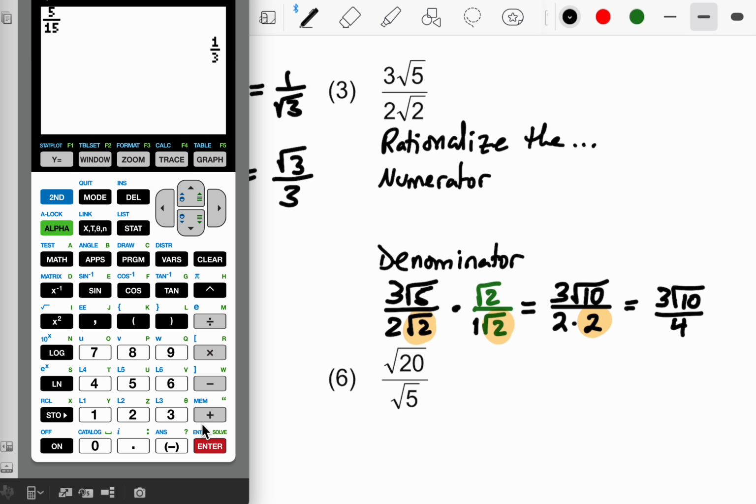So we could have also rationalized the numerator. How do you do that? Same way, except you're trying to get a radical out of the top of the fraction. Right? There's value in that skill also. So 3 radical 5 over 2 radical 2. So I would take whatever the radical is in the numerator and multiply that by the numerator. But I can't just multiply it by the numerator without also multiplying it by the denominator.